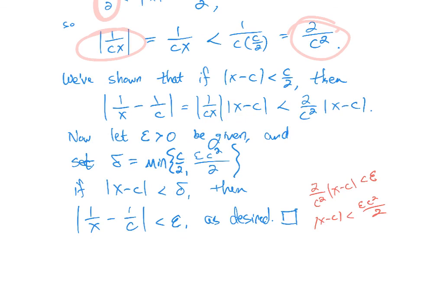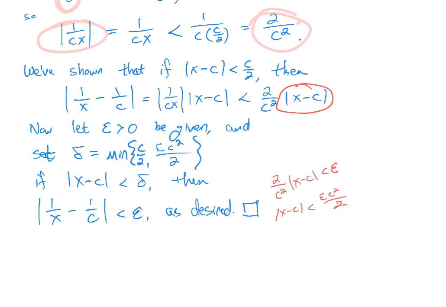Then when we come up here, we'll still have that this is less than, because c over 2 is actually smaller, this is still less than 2 over c squared times epsilon c squared over 2. Okay, and then those cancel and you get the epsilon.